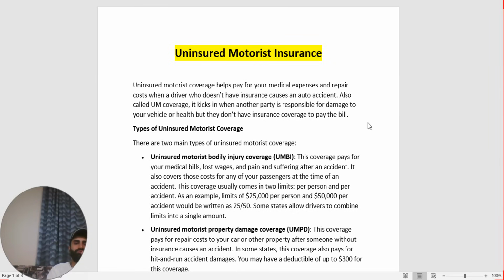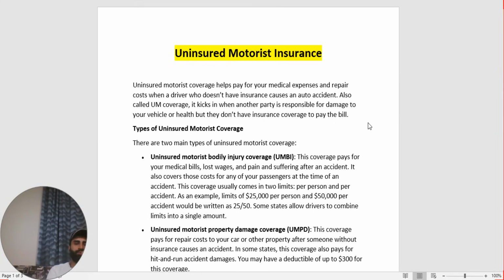So there are two main types of uninsured motorist coverage. UMBI. This coverage pays for your medical bills, lost wages, and pain and suffering after an accident. It also covers those costs for any of your passengers at the time of the accident. This coverage usually comes in two limits, per person and per accident. As an example, limits of $25,000 per person and $50,000 per accident would be written 25 by 50. Some states allow drivers to combine limits into a single amount.